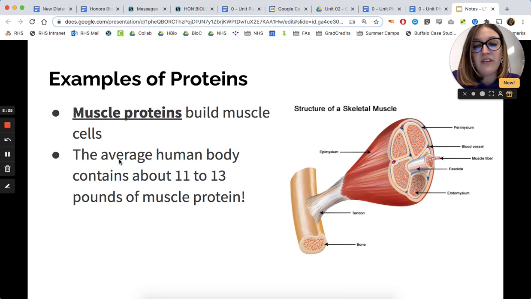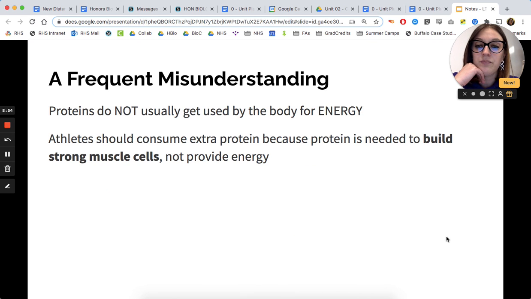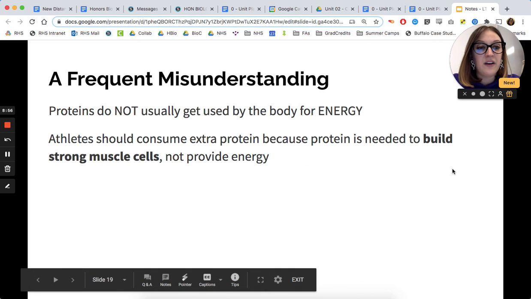I thought this was kind of a fun fact that I found. The average human body contains 11 to 13 pounds of just proteins that build the muscle. You have lots more weight that is the muscle tissue itself, but just in terms of the proteins that make this up, 13 pounds on average. It's pretty amazing.